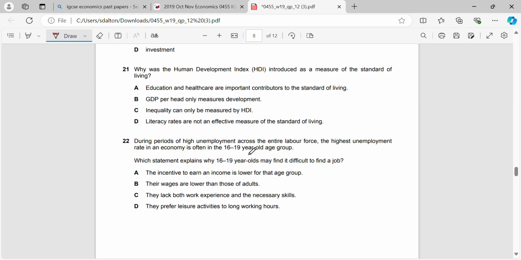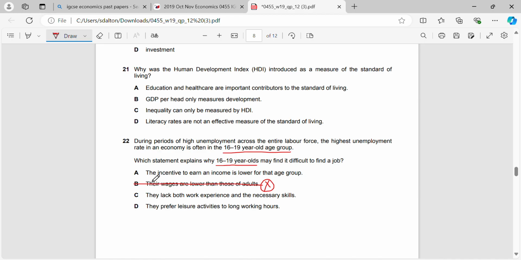During periods of high unemployment, the highest unemployment rate is often the 16 to 19-year-old age group. Which statement explains why 16 to 19-year-olds may find it difficult to find a job? Okay, this is very simple. Well, first of all, their wages are lower than those of adults. That doesn't explain it. We're looking to explain why they can't get a job, not why, when they have a job, their wages are lower.